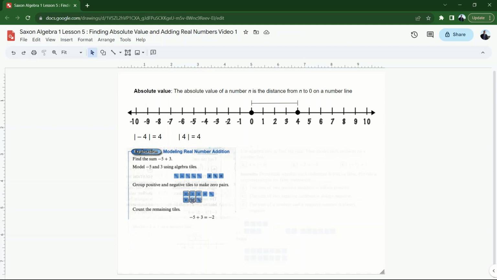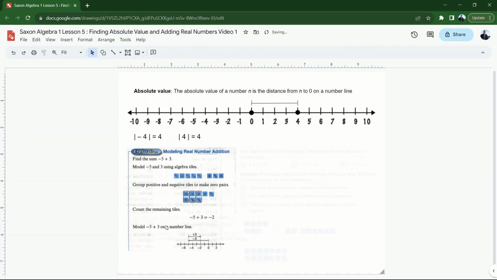So whenever you add a negative and a positive number, one of those two is going to get completely obliterated. Either you're going to have more negative tiles than positives, and all your positives are going to get obliterated by negatives, or you're going to have more positives than negatives, and all of your negatives will get obliterated by positives. And then you just count whatever's left over, whatever didn't get obliterated. Here I have -2 left over.